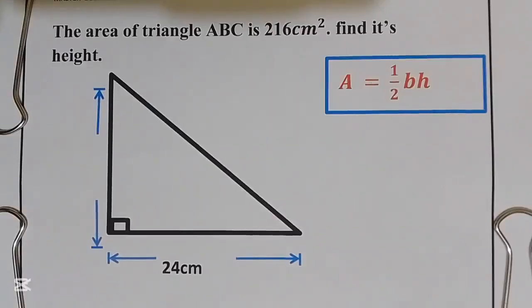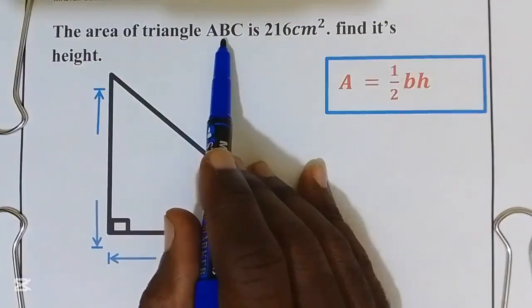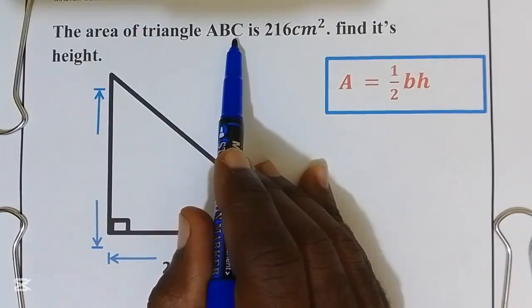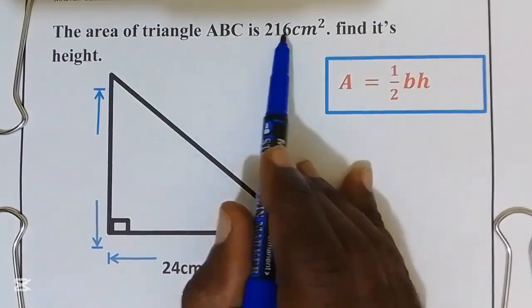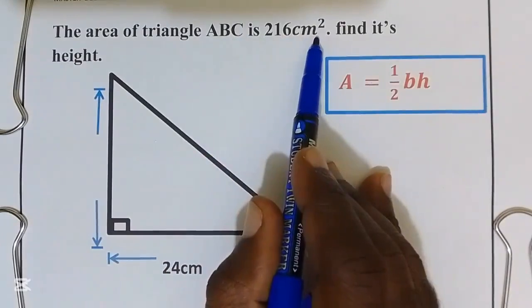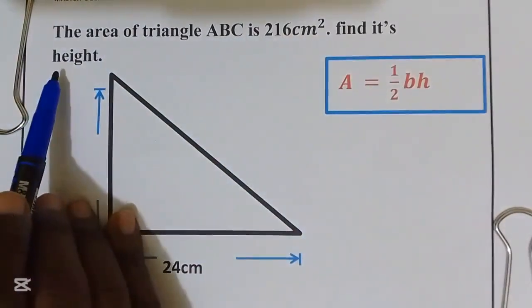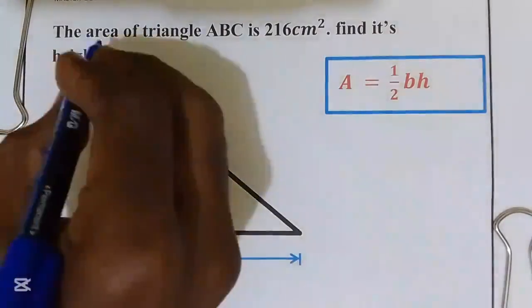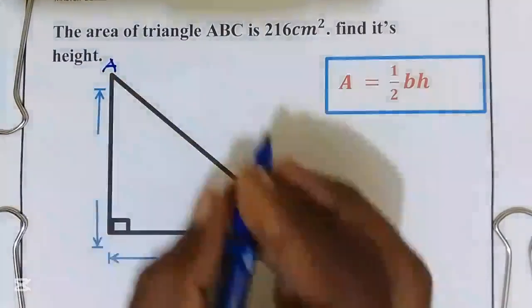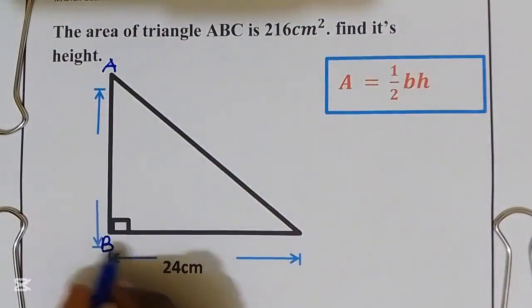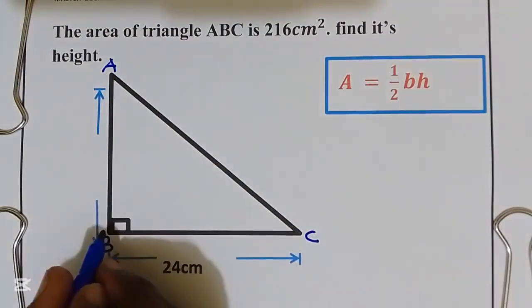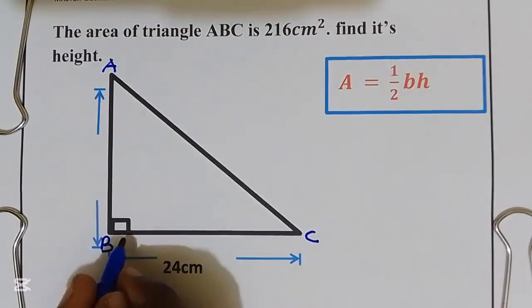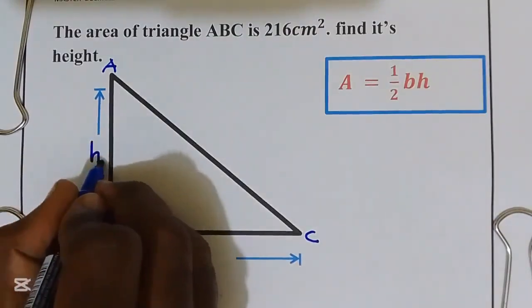We have a geometry question and we are needed to find the height of the triangle. They tell us ABC is a triangle that has an area of 216 centimeters square. We need to find the height. I'm going to name my triangle as triangle ABC, and it is a right-angled triangle. We need to find the height.